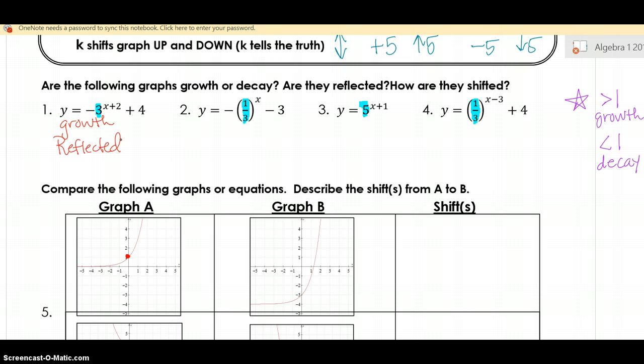Good. Okay, and now the last thing we have to determine is it shifted? Okay, now the h is always going to be in the exponent and the k is always going to be off at the end, a bigger number. Okay, so if we look at the h, it says plus 2, and we know that h shifts left and right, but h lies. So which direction are we going to shift? Left 2, right? And k tells the truth, so the plus 4 is going to shift up 4. So we're going to go left 2, up 4.